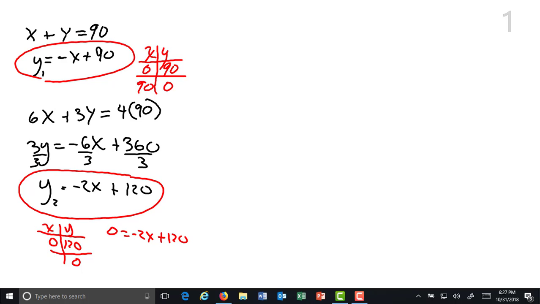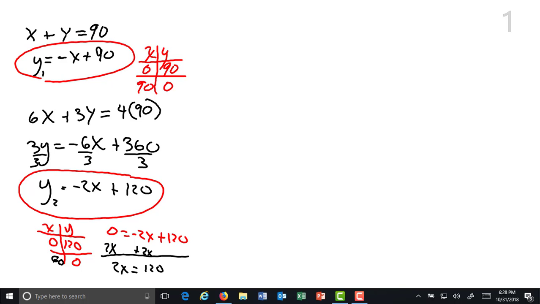Divide by 2? Not really. Well, you could, but you want to get x by itself. Actually, I add 2x. So it becomes 2x equals 120. I just did it because I have a negative x, but I need the x by itself eventually. So then x is 60.